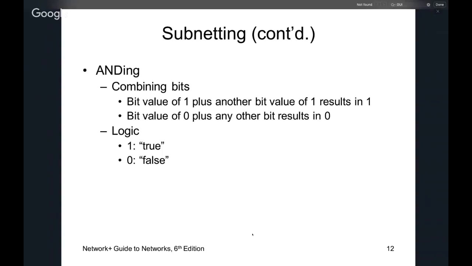You remember that in grade school. 0 and whatever is 0. Same thing in binary. 1 plus another bit of 1 is 1. 0 plus any other bit, 1 or 0, is 0. In logic, 1 is true or on. 0 is false or off. Kind of like a light. It's just like a light switch, on or off. Binary.